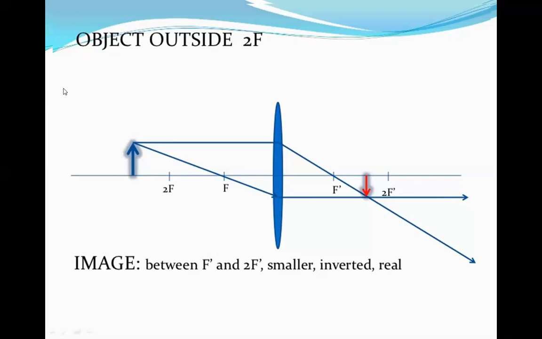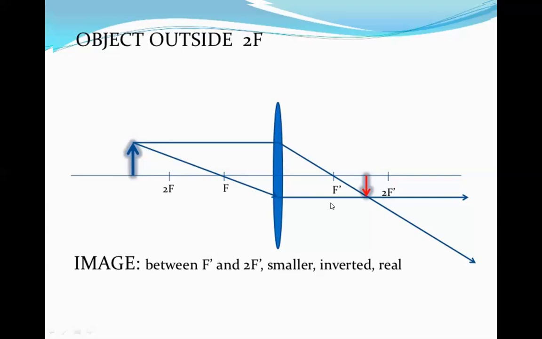Students, always remember, when the object is placed beyond 2F or outside 2F, then the two rays, number one, parallel to the principal axis, and second, the ray passing through the focal point and then the lens, they will intersect between F and 2F. Where they intersect, you always draw an inverted arrow up to the intersection point. Now this inverted arrow actually shows the image. Now the characteristics of this image should be clear to all of you. If you see in this ray diagram, the object size is larger as compared to the image size. Secondly, the image is inverted. After refraction from the lens, the image of the object is inverted.